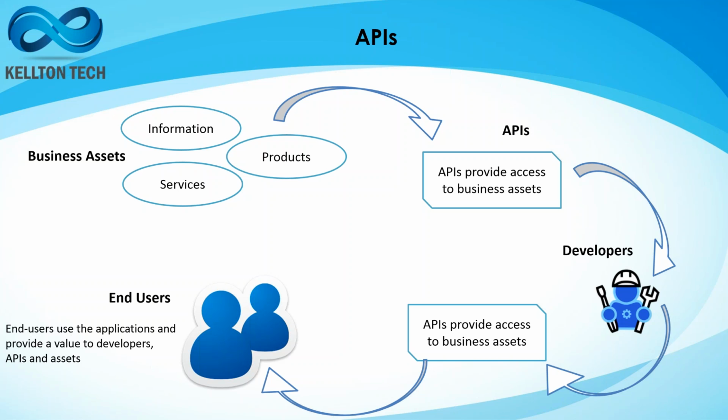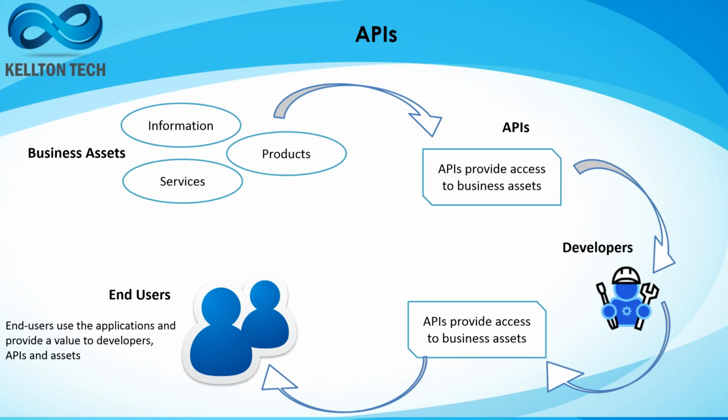Developers can choose to integrate their applications with the providers that provide the APIs. If your business provides APIs, developers will come and use your APIs and create their applications. If your business doesn't have one, developers would go to your competitor.